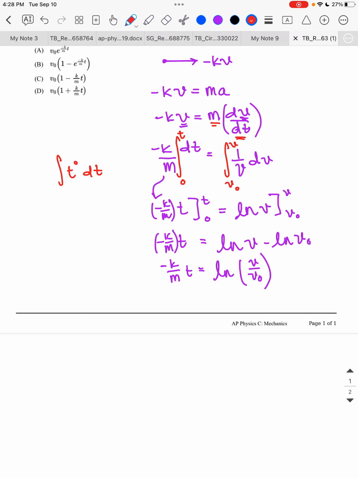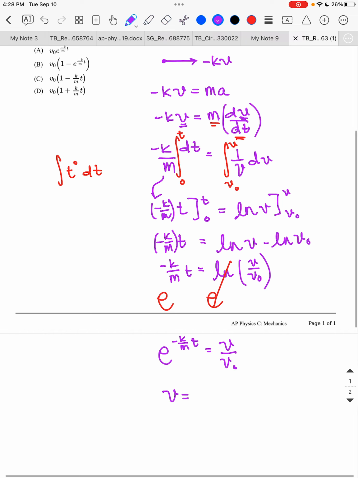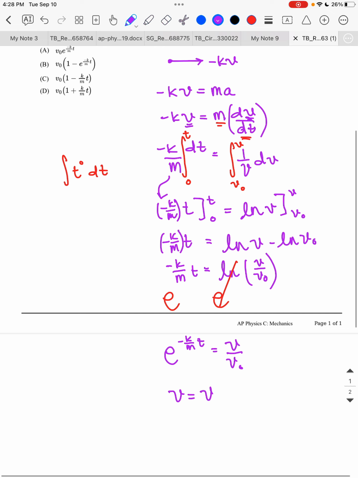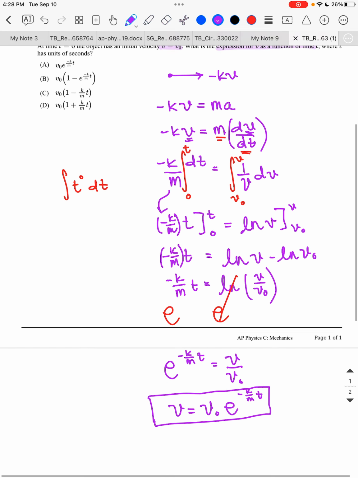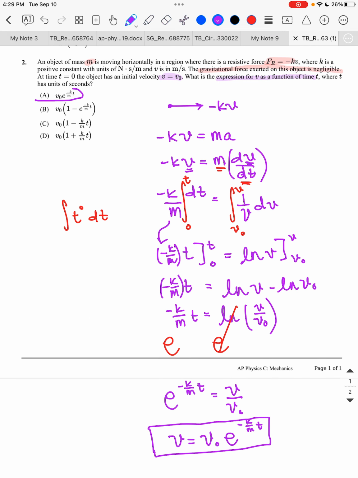And then from there, we can get rid of ln by taking e to both sides. And then I get e to this ugly power, but that's okay, is v over v naught. And then our velocity, if I isolate that, I've got v naught multiplied by e to the negative k over m times t. So this is our answer, and that gives us A.